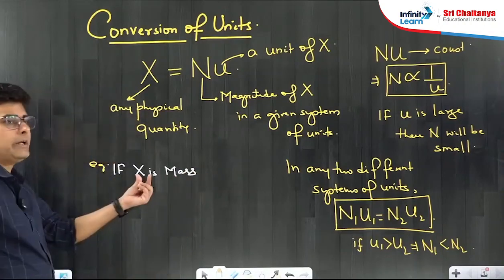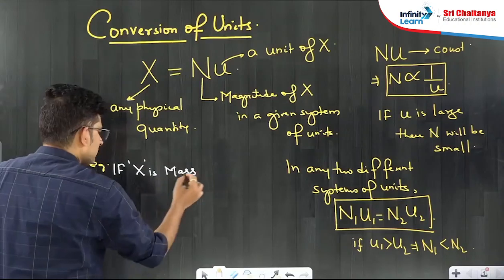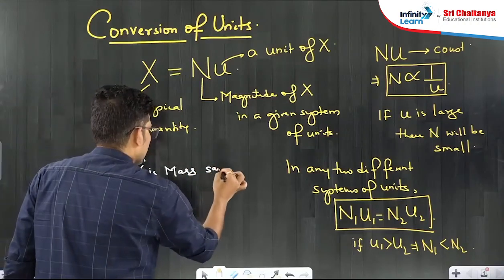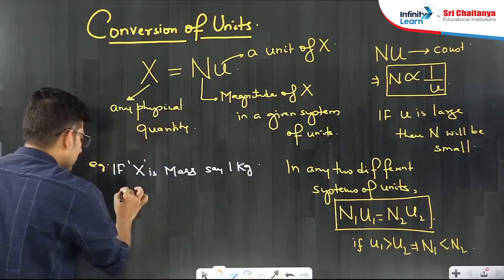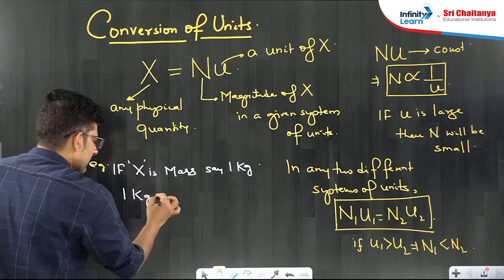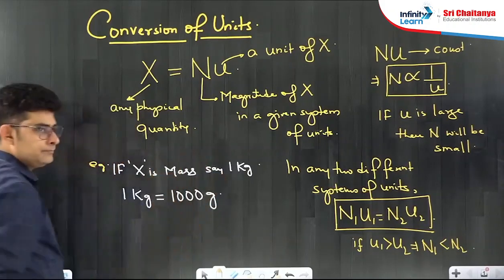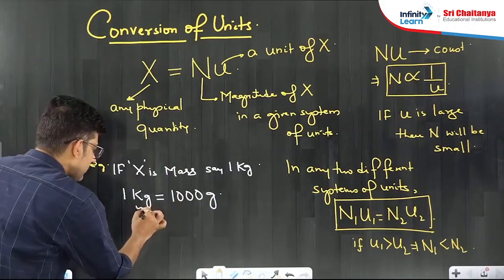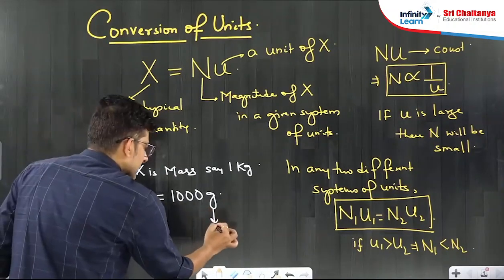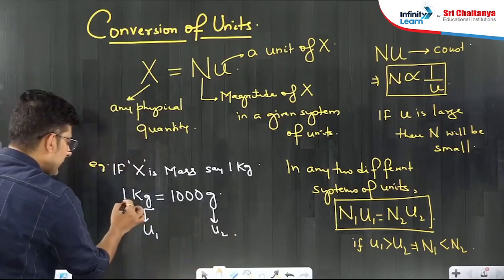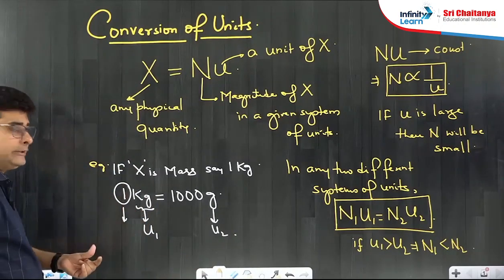Suppose I am taking the physical quantity x as mass, so say 1 kg. I can write 1 kg will be equal to 1000 grams. Now this kg is one unit, gram is the other unit. In kg, what is the magnitude, the value you are seeing? This is known as the magnitude.